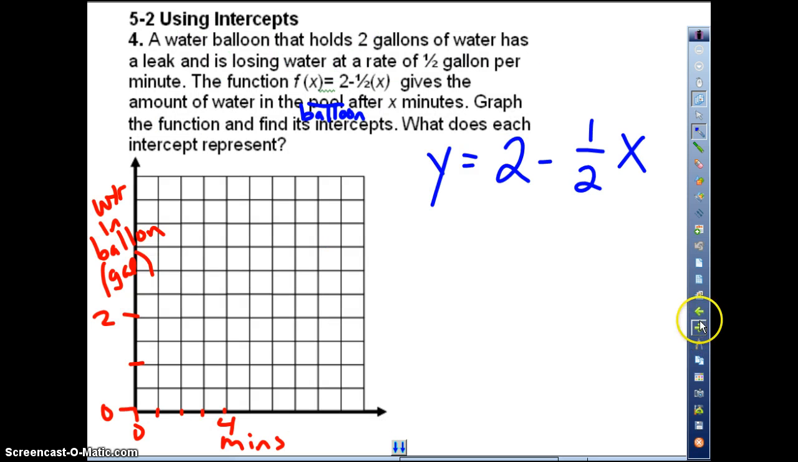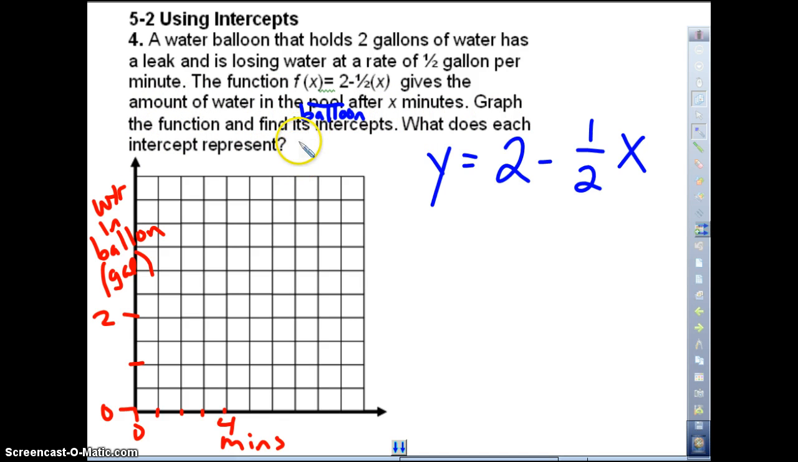All right, number 4, very, very important. Using intercepts. This one says a water balloon that holds 2 gallons of water is leaking and losing water at a rate of a half a gallon per minute. The function f of x equals 2 minus 1/2 x gives the amount of water in the balloon, not the pool, the amount of water in the balloon after x minutes. Graph the function and find its intercepts. What does each intercept represent?